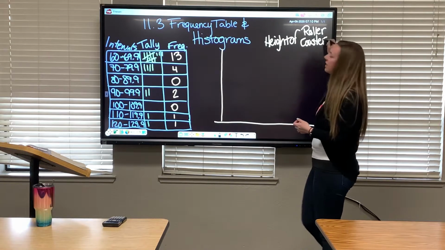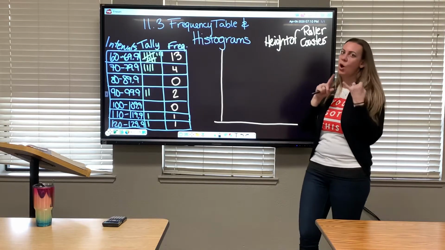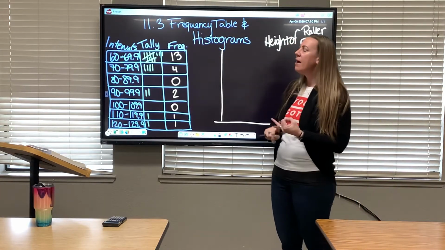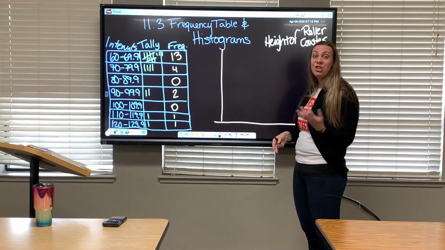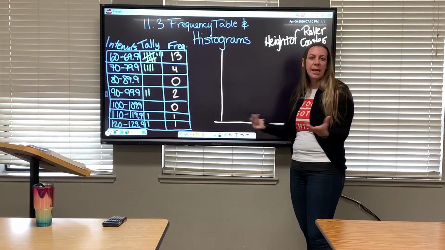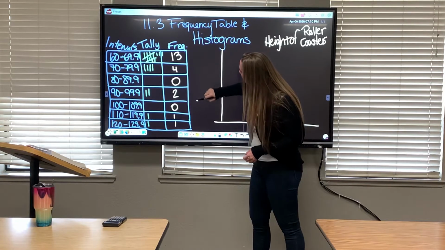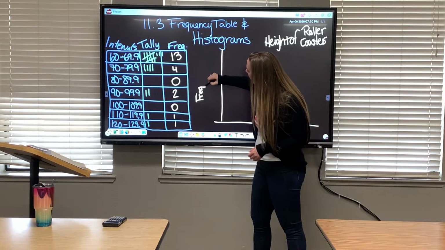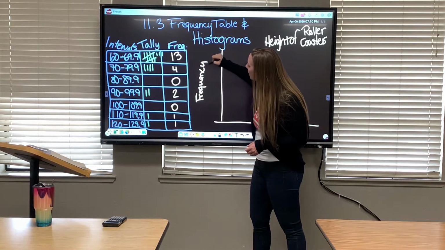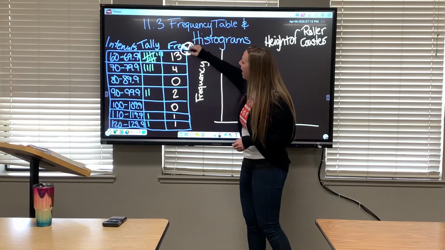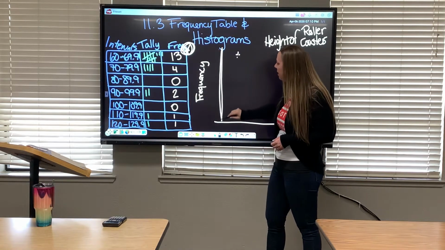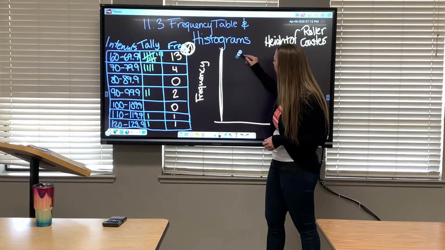I always have to have a title for every graph that I get. Always have to have a title. I have to have a legend if that's necessary, or a key, whatever you want to call it. So down here on the left, this is always going to be our frequency. So that's where we take this information, and that's going to go on the left-hand side of the histogram, okay?